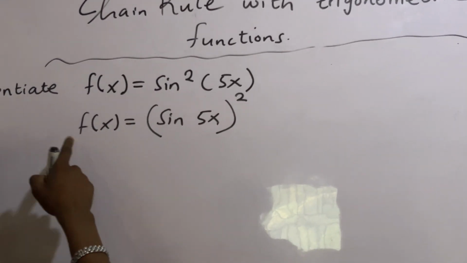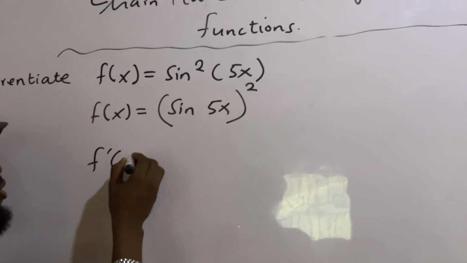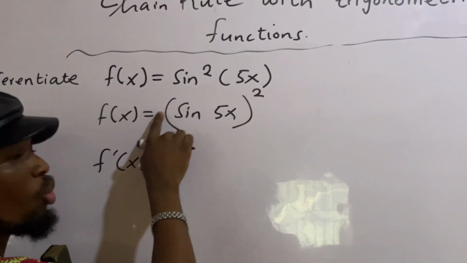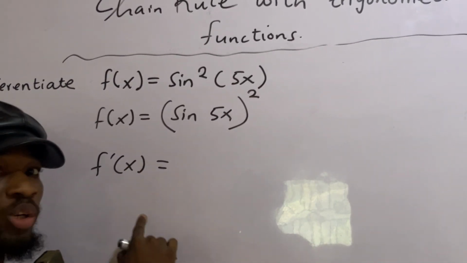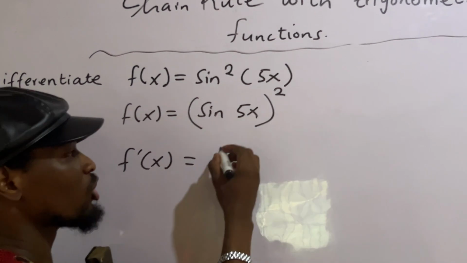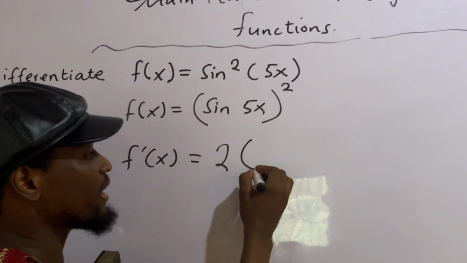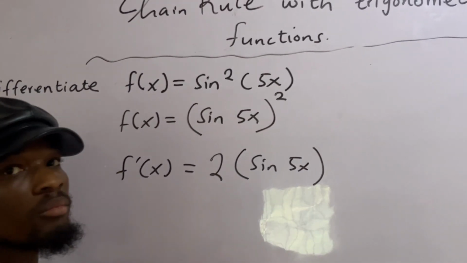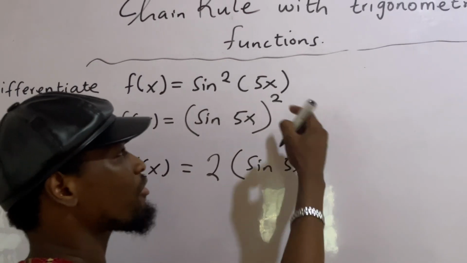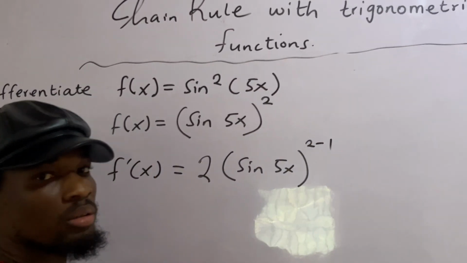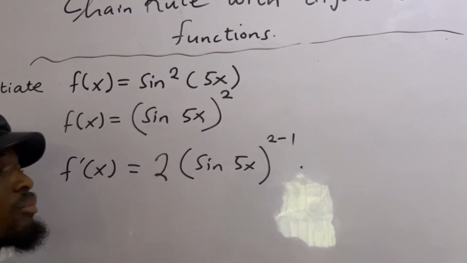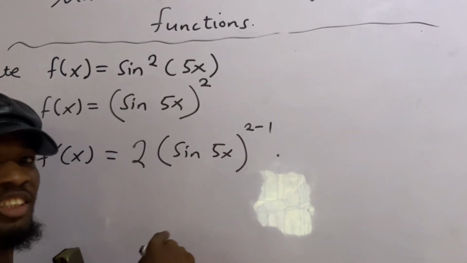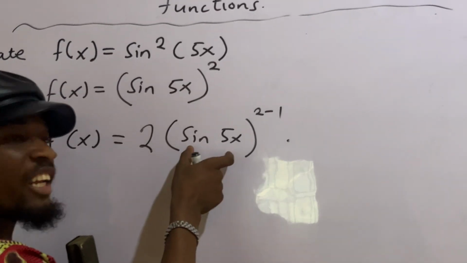Now I'm about to differentiate. If I want to differentiate f of x, it goes to f prime of x. Now the power becomes the coefficient. So far as the chain rule is concerned, it goes this way. It will be the exponent 2, then times sine 5x. Then you subtract 1 from the exponent, so I have 2 minus 1. Then times, you now differentiate the inner function.